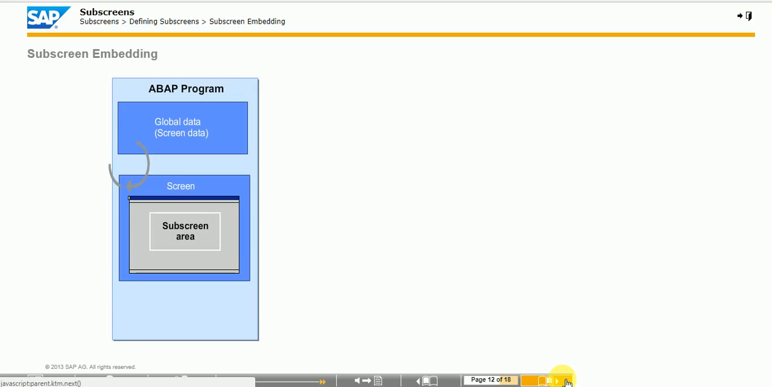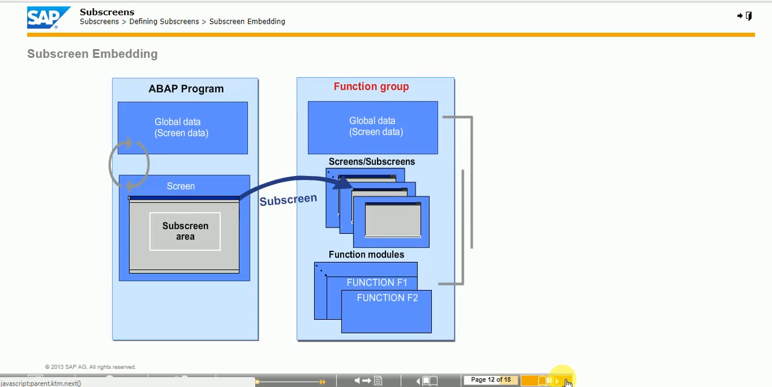To use subscreens in the screens of different programs, you must encapsulate the subscreens in a function group and use function modules to move the data between the programs. You can pass the data between the calling program and the function group using the interfaces of the function modules. This is the technique used for customer subscreens or screen enhancements.